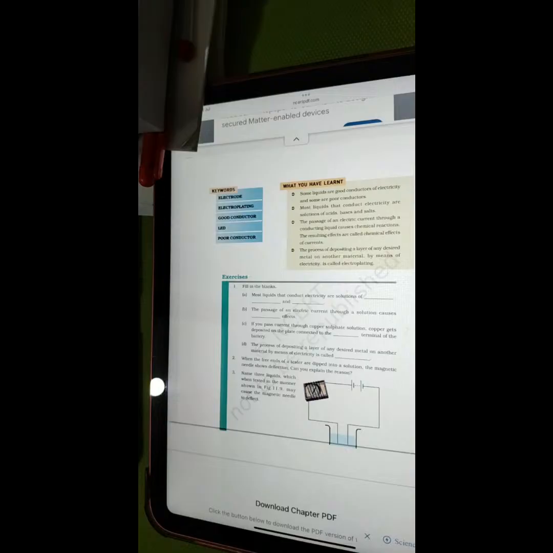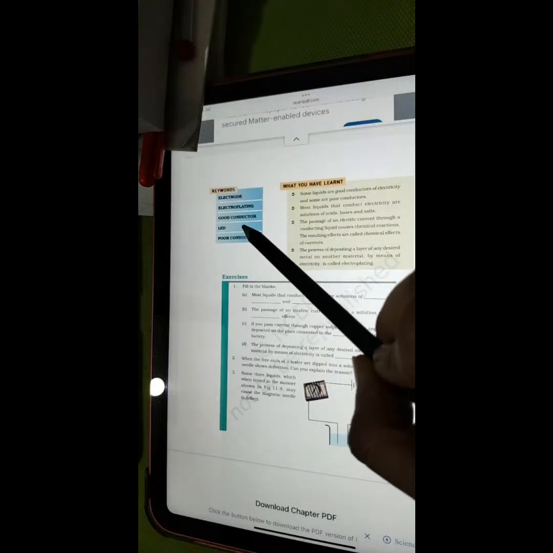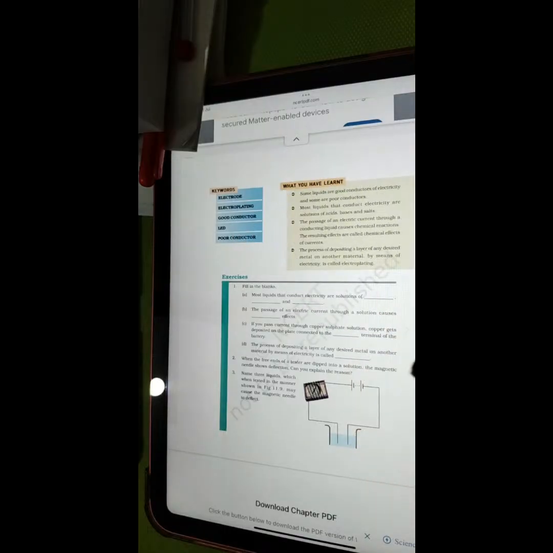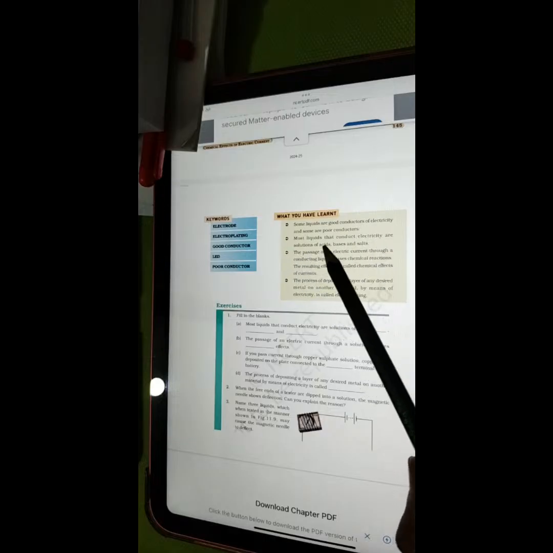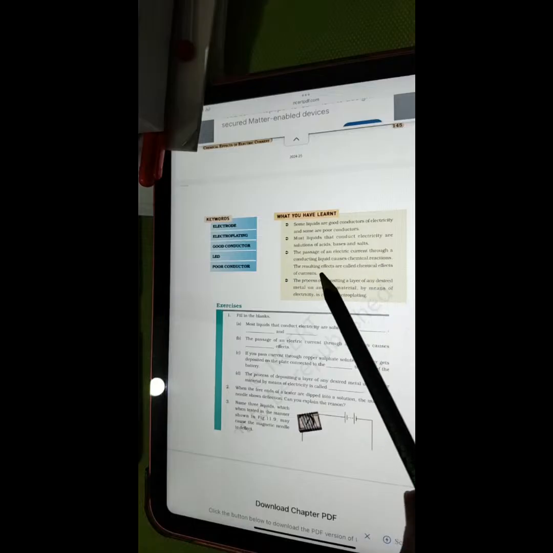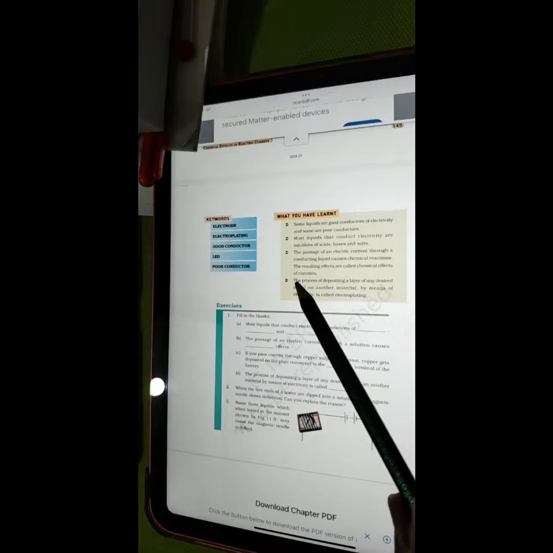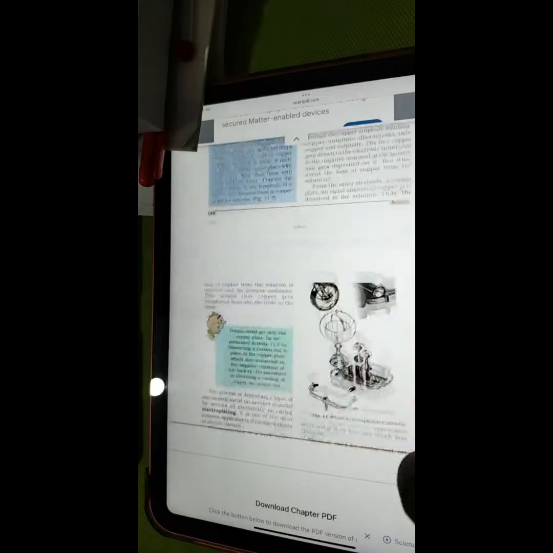With this, we are done with the reading of chemical effects of electric current. Before we conclude this live, let's see the keywords: electrode, electroplating, good conductor, LED, poor conductor. The summary of the chapter is: some liquids are good conductors of electricity and some are poor conductors. Most liquids that conduct electricity are solutions of acids, bases, and salts. The passage of an electric current through a conducting liquid causes chemical reactions. The resulting effects are called chemical effects of currents. The process of depositing a layer of any desired metal on another material by means of electricity is called electroplating.